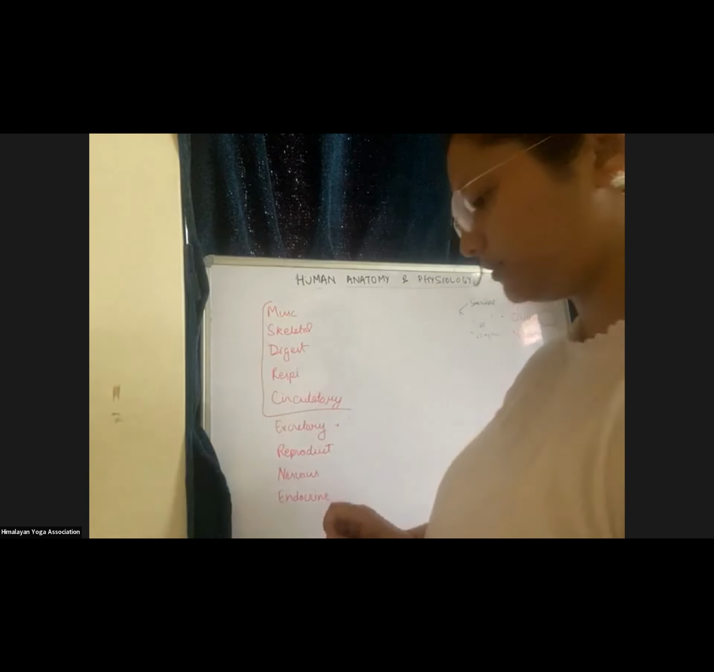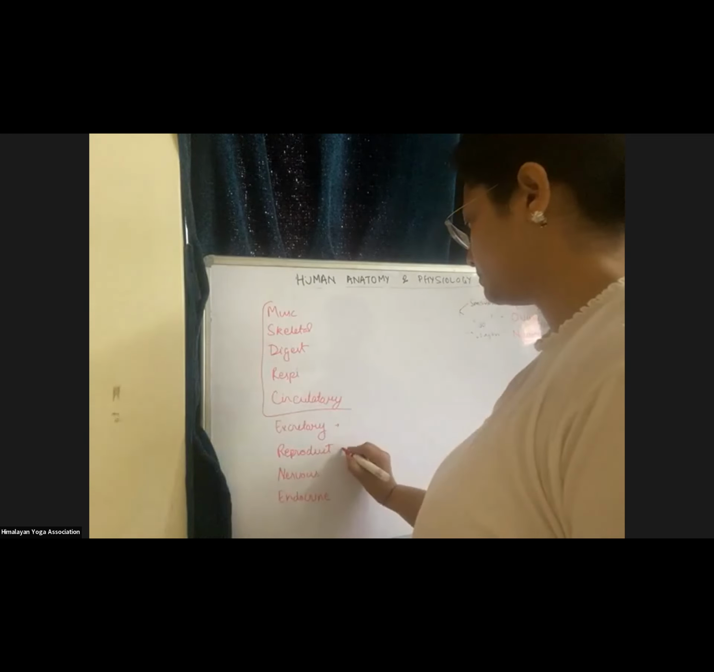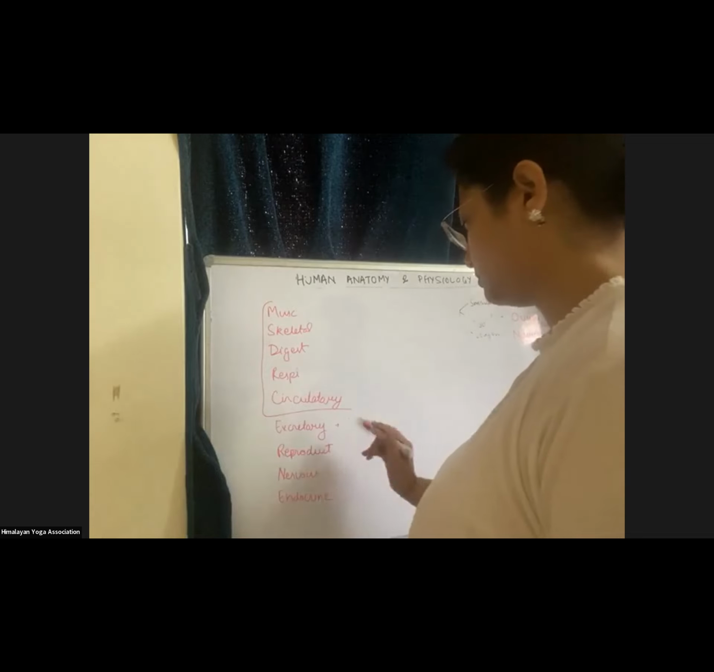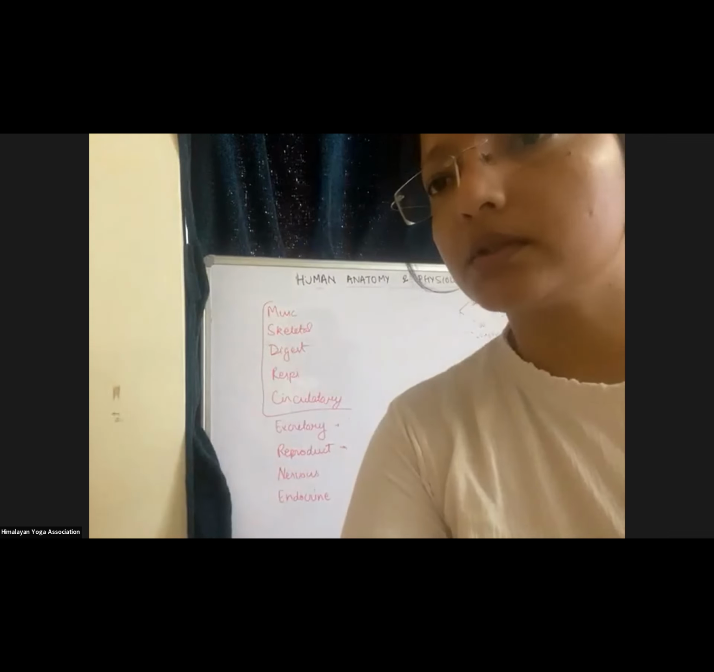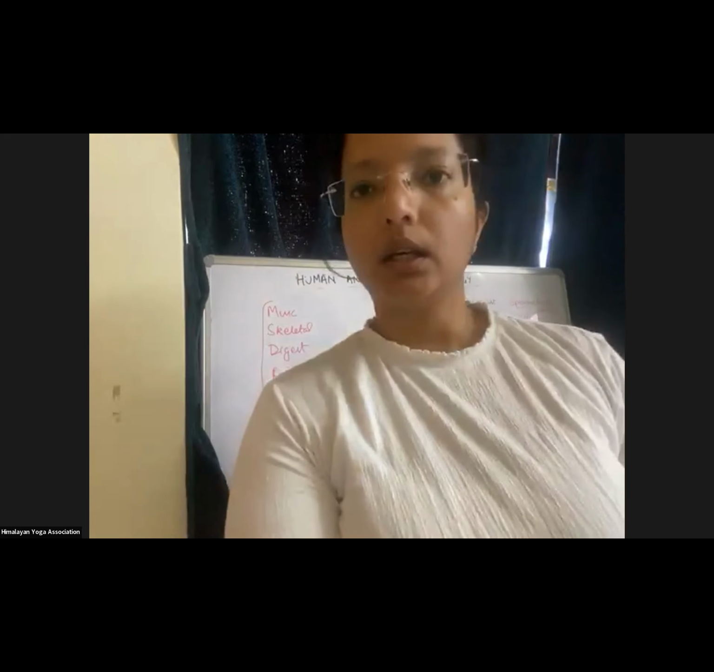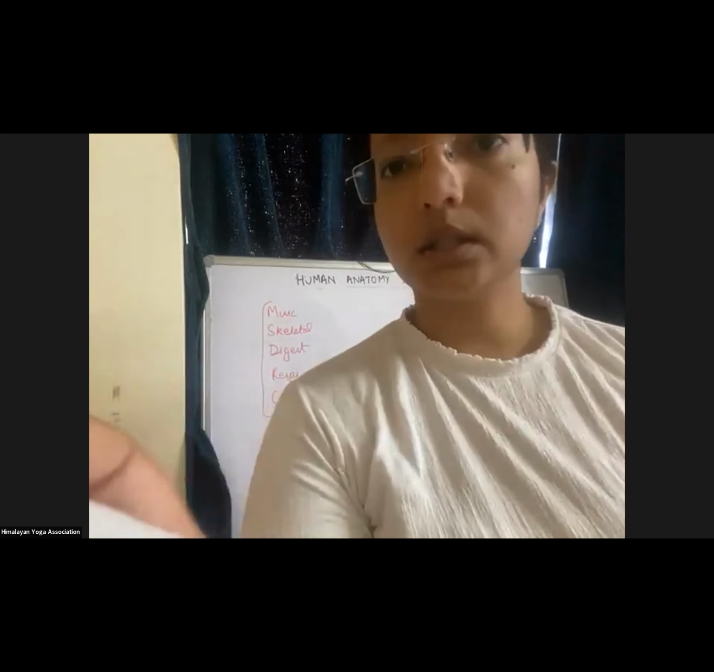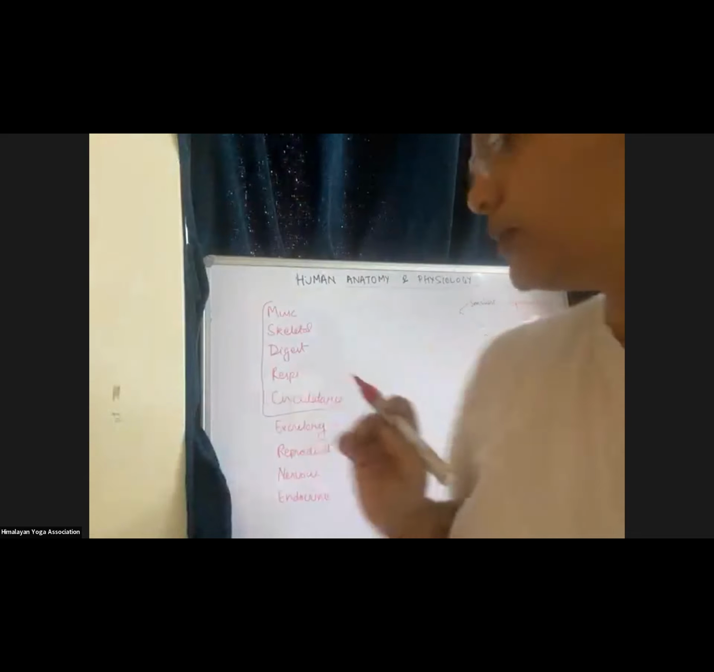Then in reproductive system. Okay, so how many participants? We have 5. Kelly, Elizabeth, Reni. Okay.